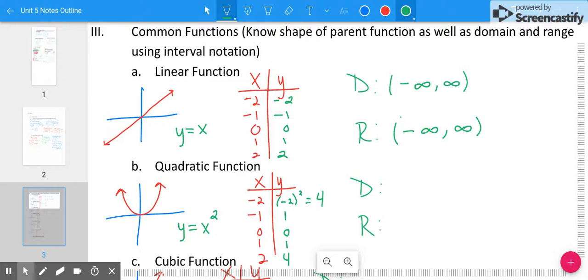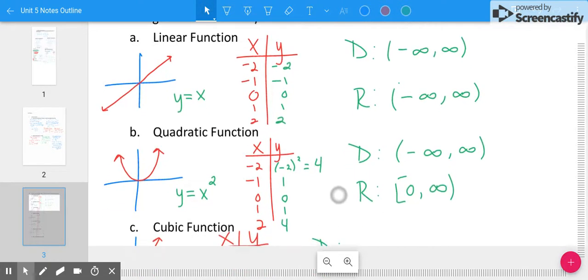Now, the domain for this obviously goes forever left to right, because as it goes up, it goes out left and right, gets broader. But the range is a little bit different. It starts at the origin, so 0, and then it keeps going up when we're just looking at y equals x squared. Obviously, we know parabolas can go up and down, so we'll take a look at that later in the unit.